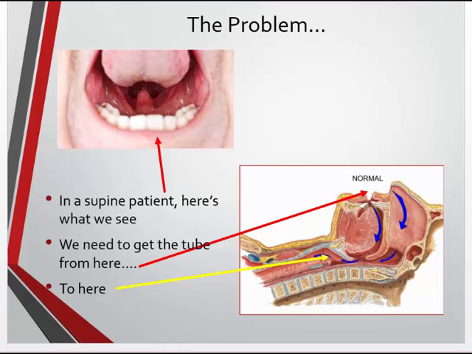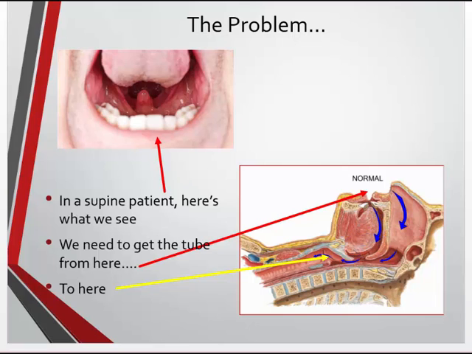The problem with intubation is this, and this is a view we had earlier today. In a supine patient, we're going to see these things, and remember, we have to get the tube from here by the lips all the way down here into the back of the throat. That's a pretty wicked curve there. So this is the issue. This is the main problem with intubating patients, is that there's this curve here.